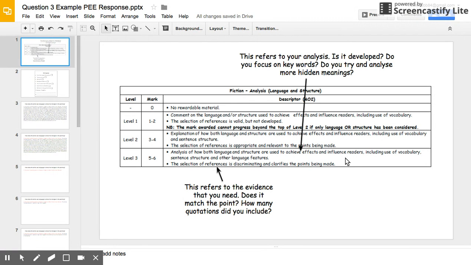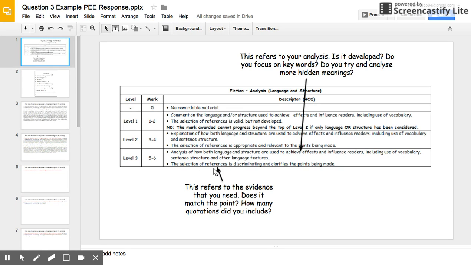So what that means is, can you comment on how the language has an effect? Now, I think the best way to do this in our development is to focus on keywords. Keywords allow us to look at associations, double meanings, alternative meanings, and they will allow you to look at the effect of what a writer is trying to do and then how that influences and affects a reader.